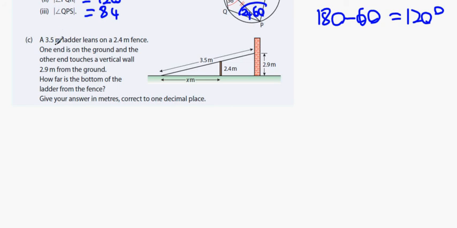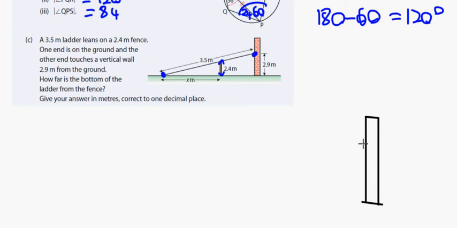A 3.5 meter ladder leans on a 2.4 meter fence. So 3.5 meter is here, from here to here. Leans on a 2.4 meter fence. Now this diagram's a bit on the misleading side, I think. A 3.5 meter ladder leans on a 2.4 meter fence, and the other end touches a vertical wall 2.9 meters from the ground. Okay, I'm just going to redraw this because it's very much on the inaccurate side.